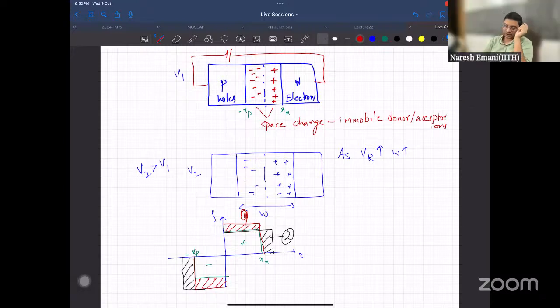Correct. In both cases, I can have a larger width or larger charge, right? I can have the same area. I'll make sure that the area of this rectangle is equal to the area of this rectangle. The total charge, I'll make sure it is the same. So why should I prefer two and not one?